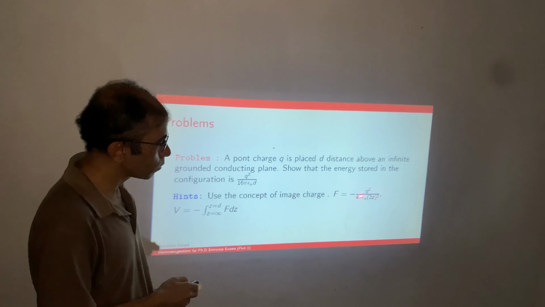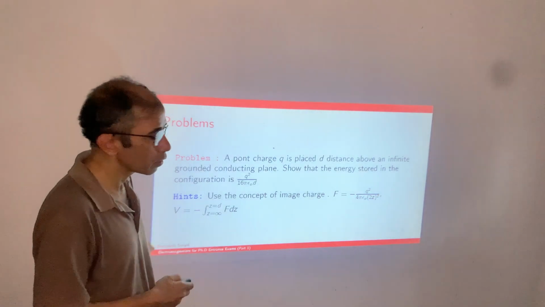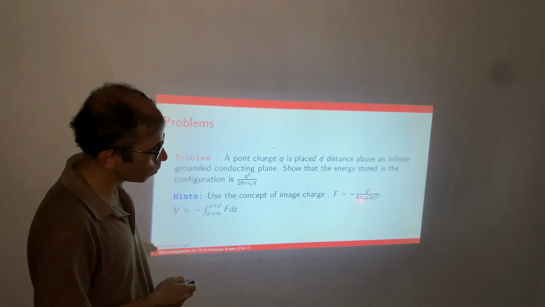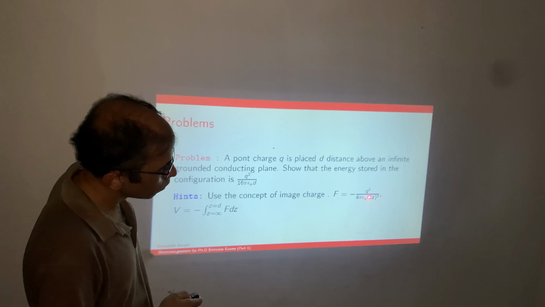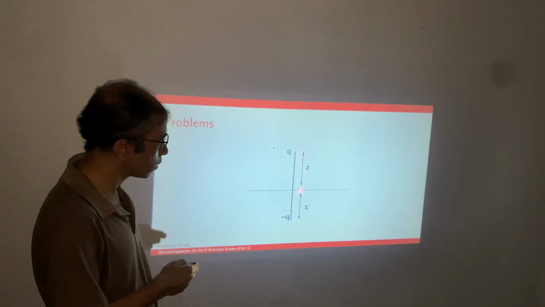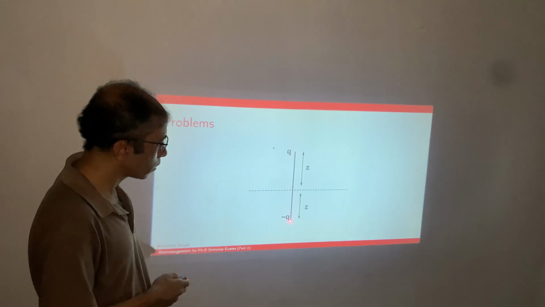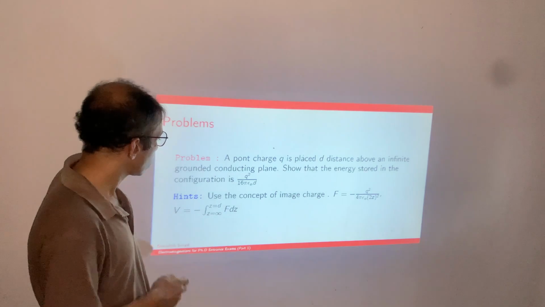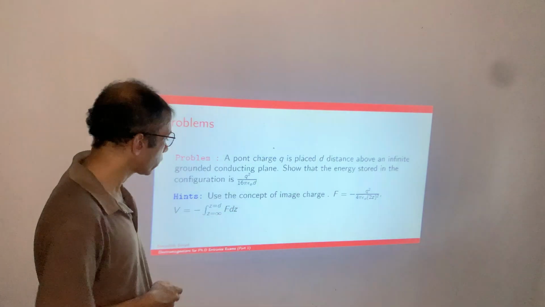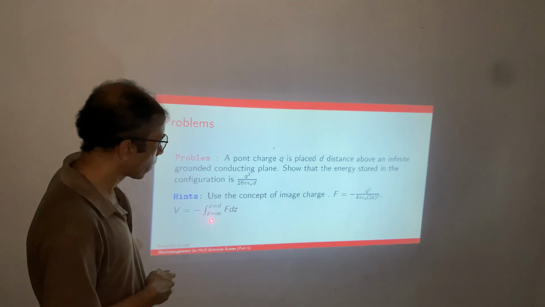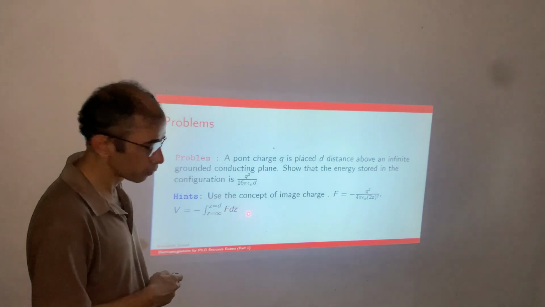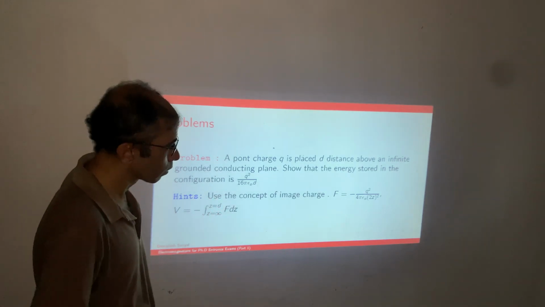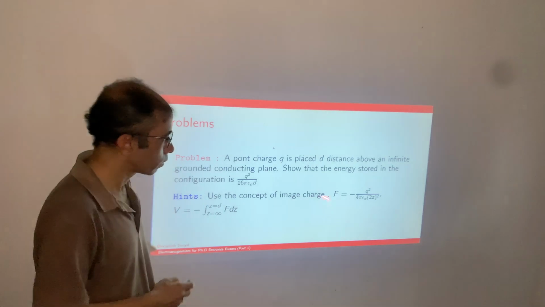What is the force between the two charges, the real charge and the image charge? This is the force, Q square by 4 pi epsilon naught 2z square. So this is distance z, this is z, so the distance between them is 2z. So what is the energy of the configuration? It is minus F dz, where I go from z equal to infinity to z equal to d. And if you do this, we will get this answer.